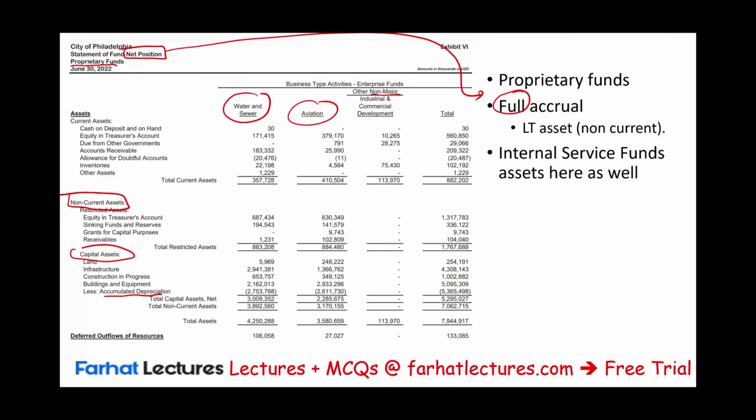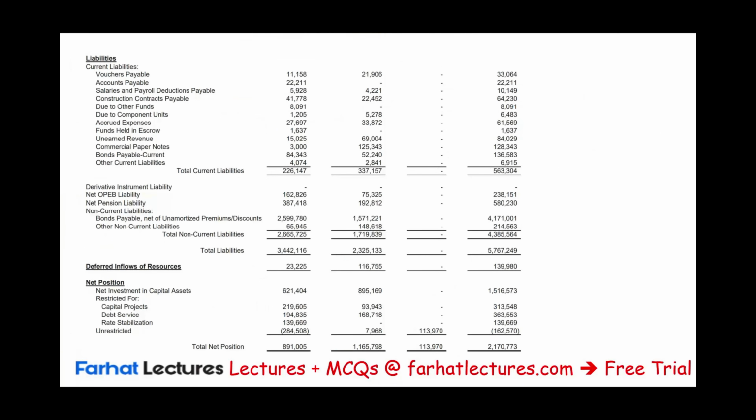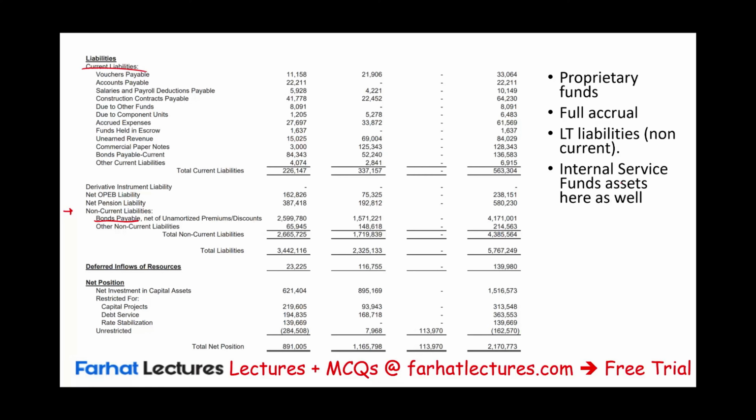That's fine as well. On the liability side, again, we're still working within the proprietary funds. It's also obviously full accrual. It's the same financial statement. But what I want you to notice is we have current liabilities and we have non-current liabilities, like bonds payable. We report both current and non-current. Again, the internal service funds' liabilities could be listed here as a separate column as well.